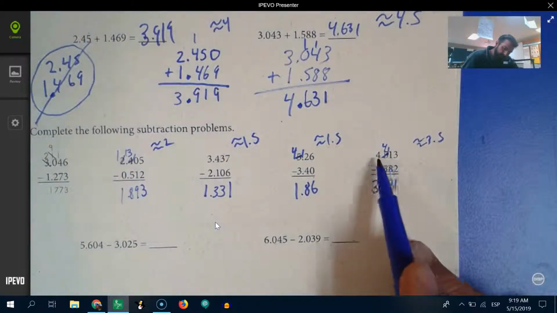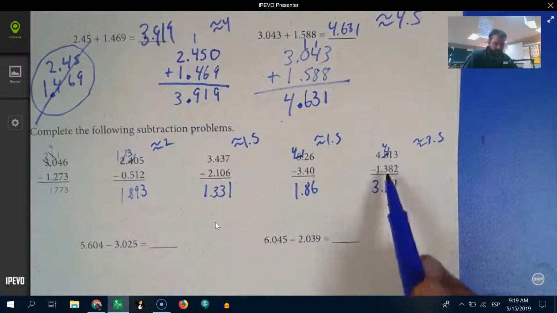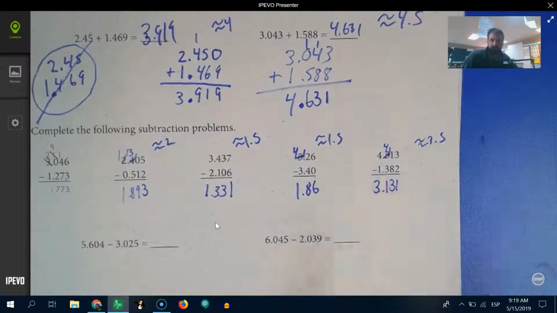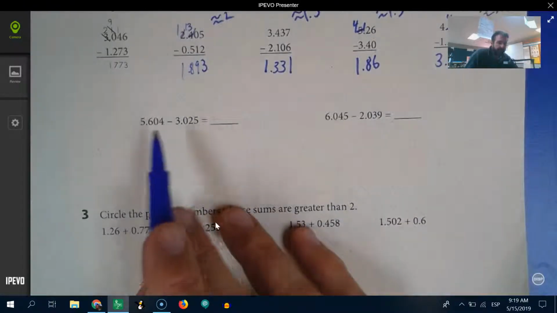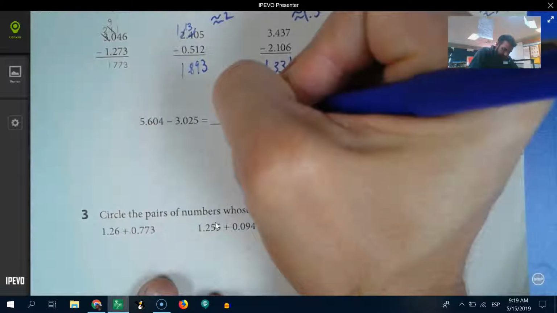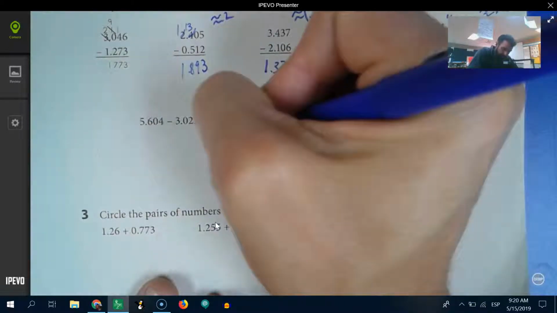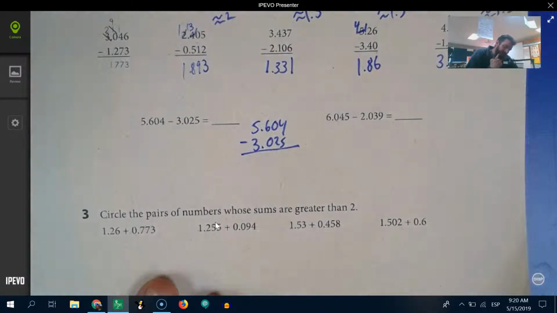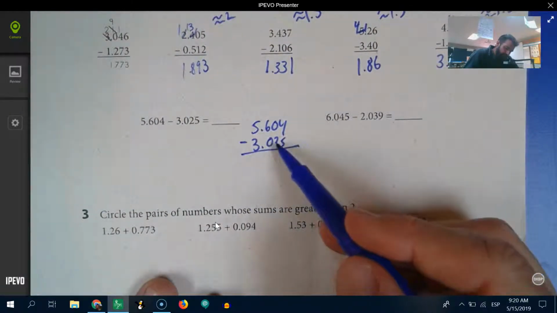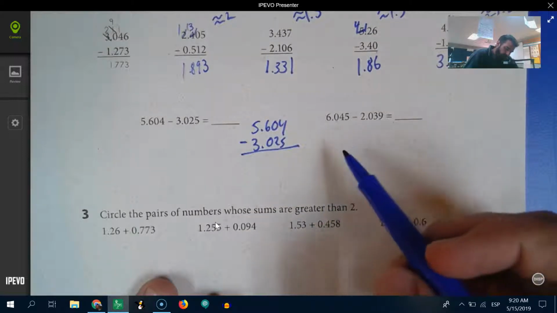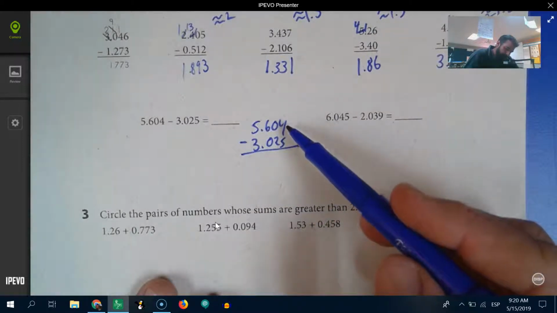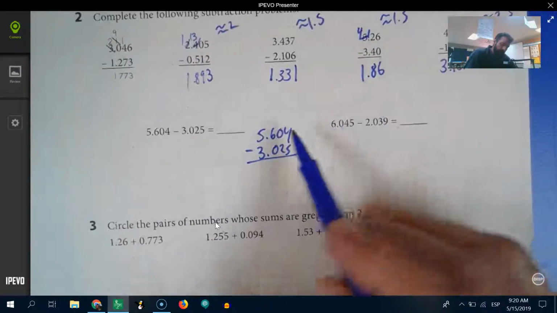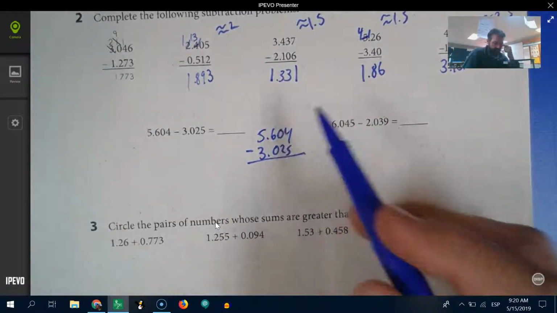Did I make a mistake? Well, I guess if I just saw 1.5 minus 1.3, it should be around 3.2, which, yeah, it is. Okay. So we have 5 and 604 thousandths minus 3 and 25 thousandths. What if I were to... No, I would want my 9s up here. No, if I added up here, then I would have to add down there. Yeah, let's just do it.